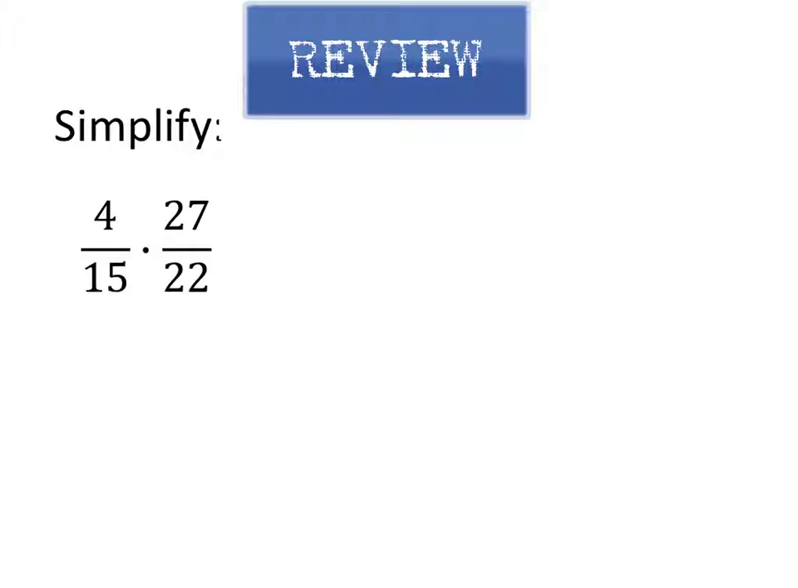Again, going back to review, where we're multiplying two fractions. One of the first things we can do when we multiply two fractions is simplify diagonally. So what number do 4 and 22 have in common? They both have 2. So 4 divided by 2 is 2. 22 divided by 2 is 11. What do 15 and 27 have in common? They both have 3. So 15 divided by 3 is 5. 27 divided by 3 is 9. Multiply fractions straight across, tops times tops, bottoms times bottoms. You get 18 over 55.